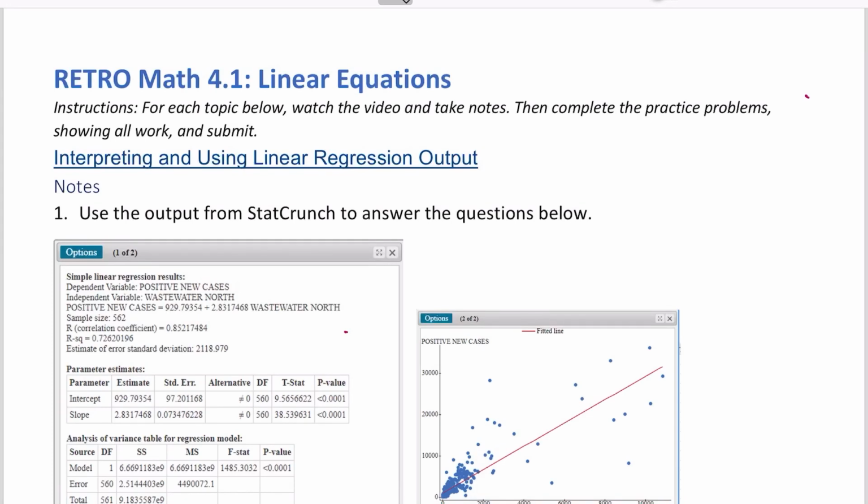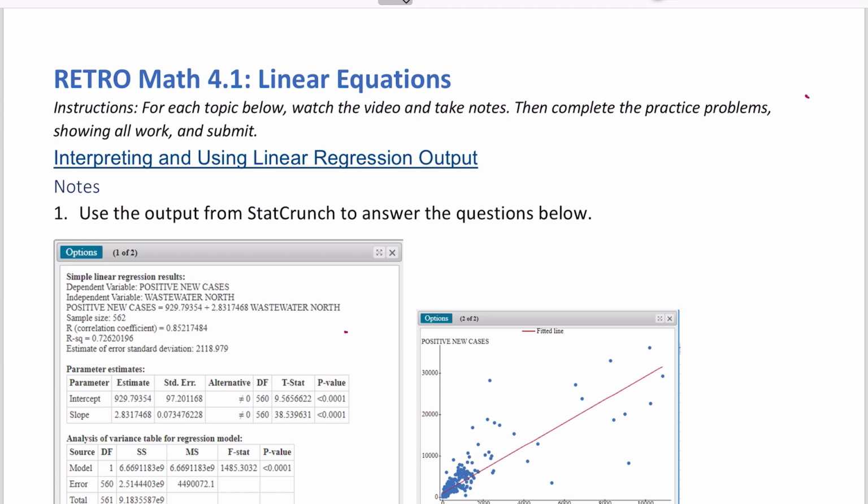Right, let's look at linear regression output. This is what you're going to be doing in the beginning of Unit 4 in 4.1. You're going to be taking some data, some XY values, and you're going to be creating a line that best fits those data points. So what I want to do today is just talk to you about how to interpret the output from StatCrunch so that you'll be ready to answer the questions when it's time.